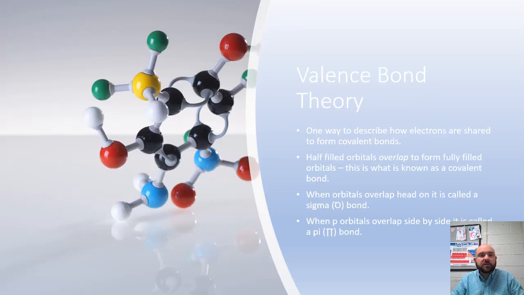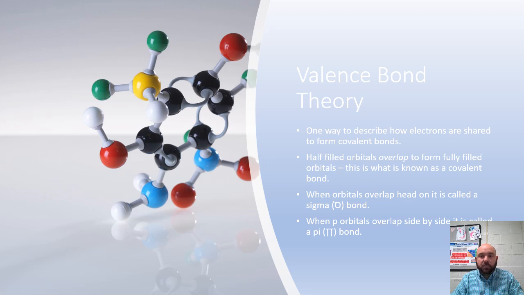In Chapter 5, we see some more advanced theories of atomic bonding. In the previous chapters, we discussed VSEPR theory, how molecules are shaped, but we didn't really address how the bonds themselves are formed, and that is what Chapter 5 is all about. The first theory of bonding we're going to cover is the valence bond theory, and it is one way to describe how electrons are shared to form covalent bonds.